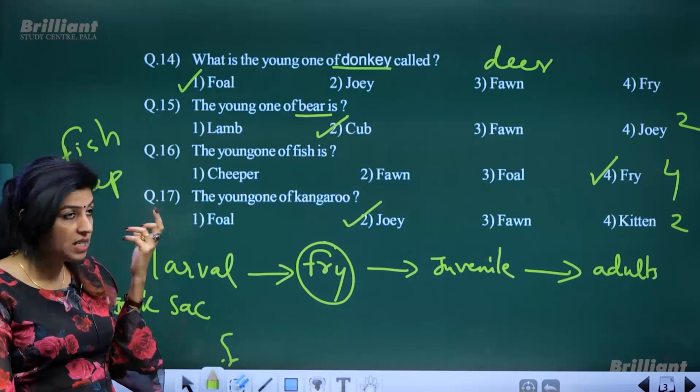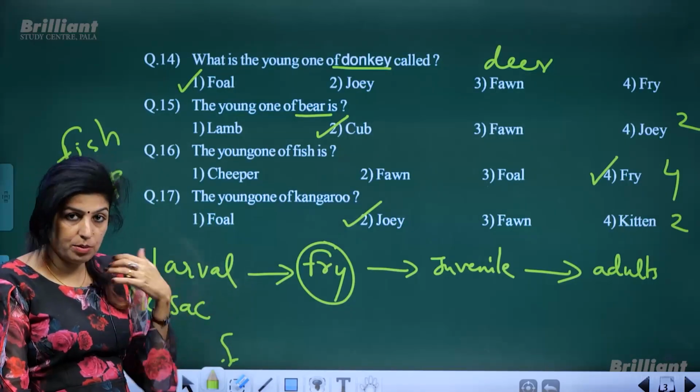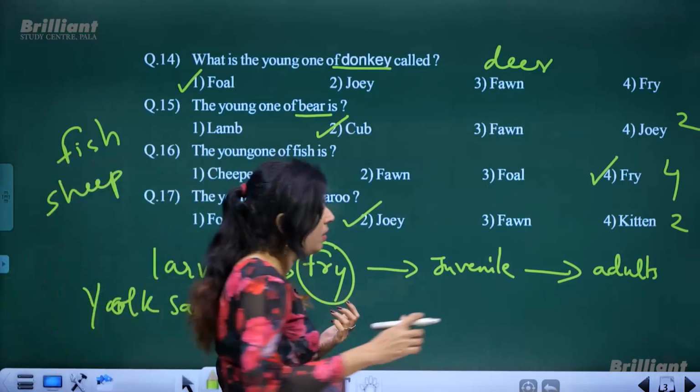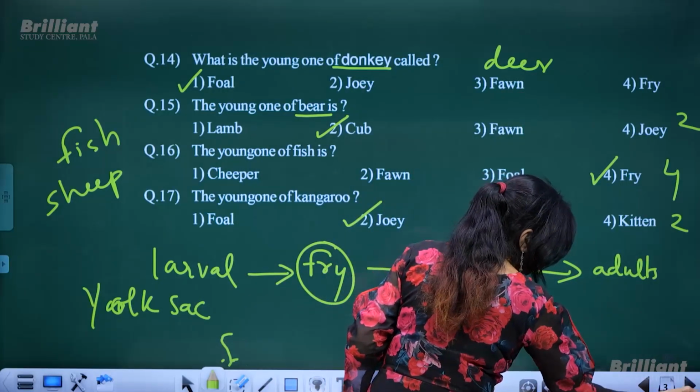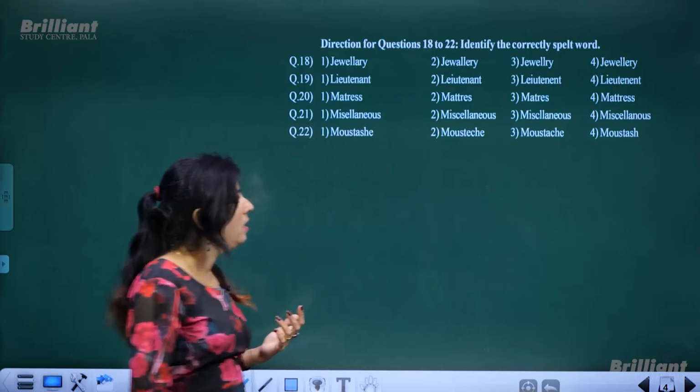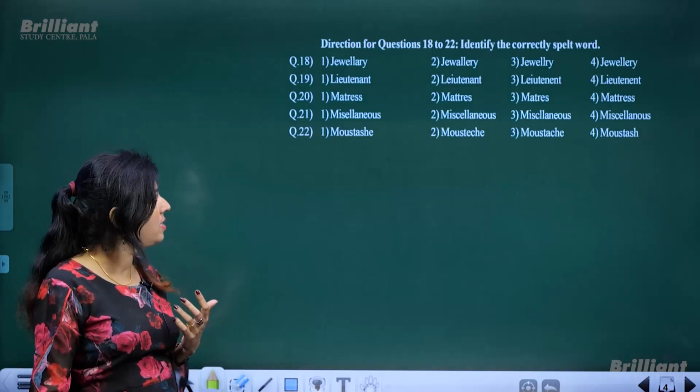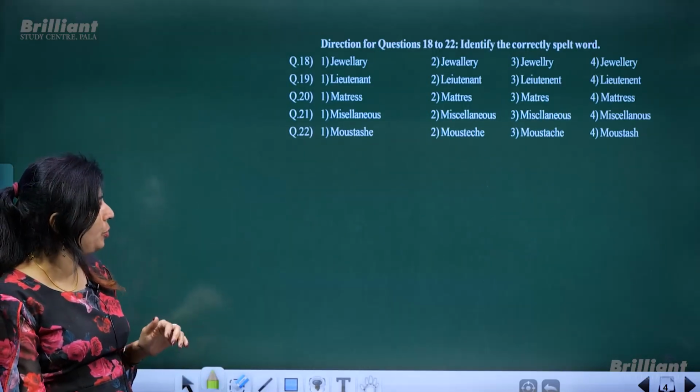Like birds which chirp, young ones of birds which produce chirping sound. Then you know this fawn for deer and kitten for cat, that everyone knows, right? Okay. Now, like next set of questions, 18 to 22.